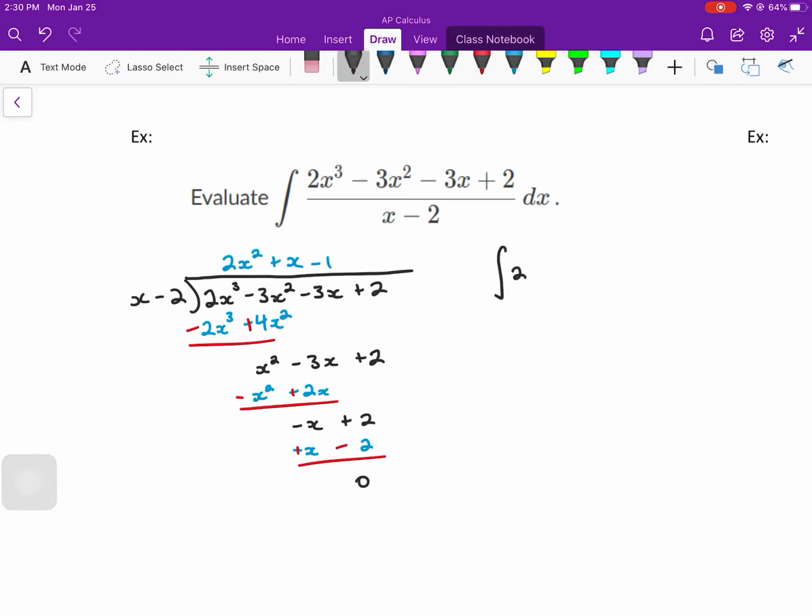So you're just going to do the antiderivative, 2x squared plus x minus 1. We don't have any sort of definite integral or evaluation going on, so that's just going to be 2 over 3 x cubed plus x squared over 2 minus x and then plus c.